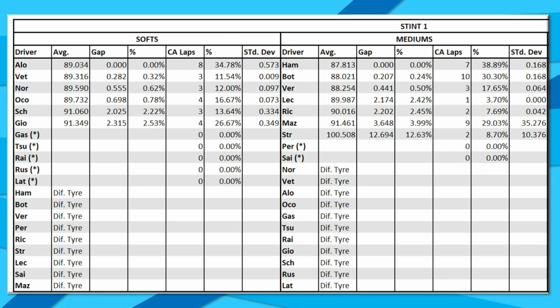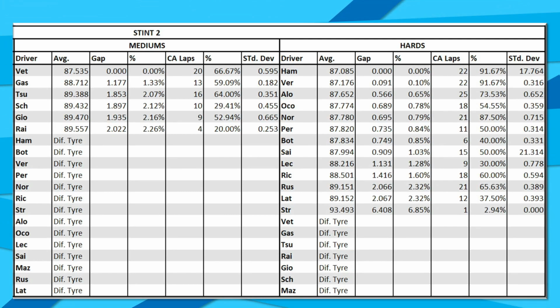Then doing exactly the same for stint number 2, where most of the drivers were on the hard compound of tyres, it was once again Hamilton who was the fastest, but only just by 0.09 of a second to Max Verstappen, with both drivers setting 22 clean air laps in stint number 2.